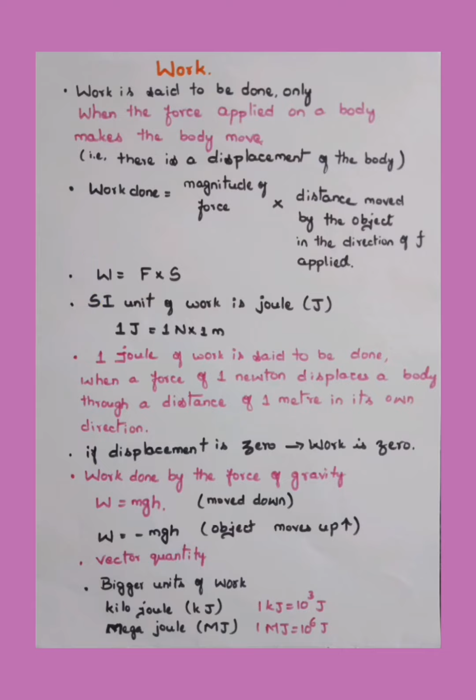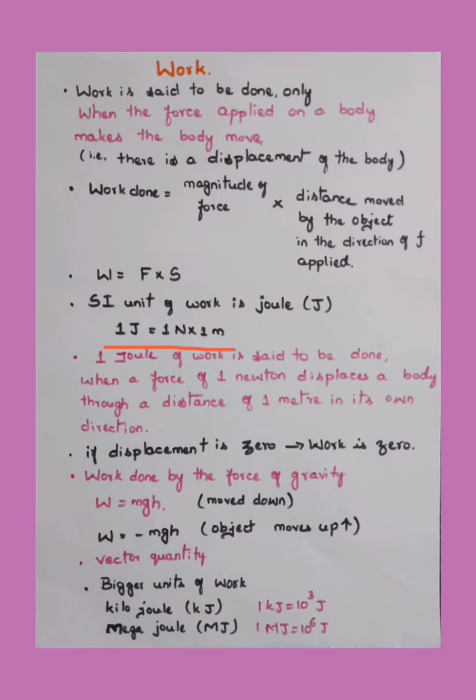And find out whether this is a vector quantity or a scalar quantity. Obviously we speak about direction, so it's a vector quantity. Work is a vector quantity. SI unit of work is joule. Some pronounce it differently, no problem. It is from the name of a scientist. So the first letter, when we write the full word joule, should be a small letter as a unit, but the symbol should be capital letter J. 1 joule is equal to 1 Newton into 1 meter.